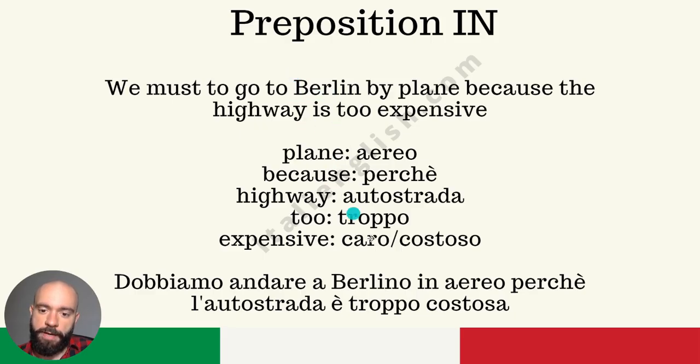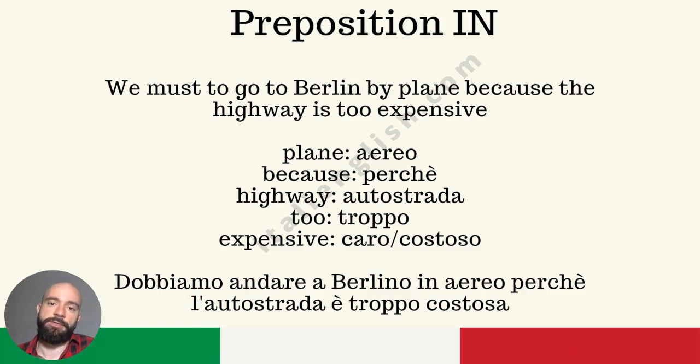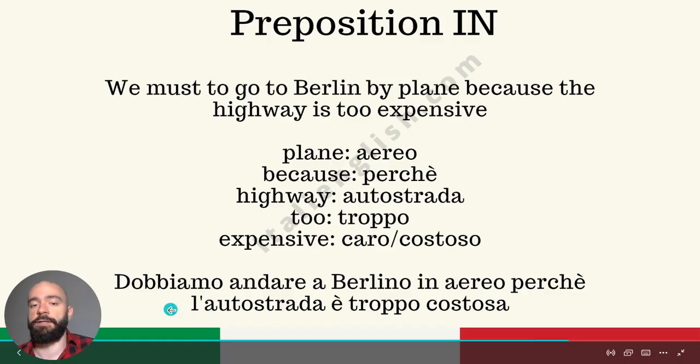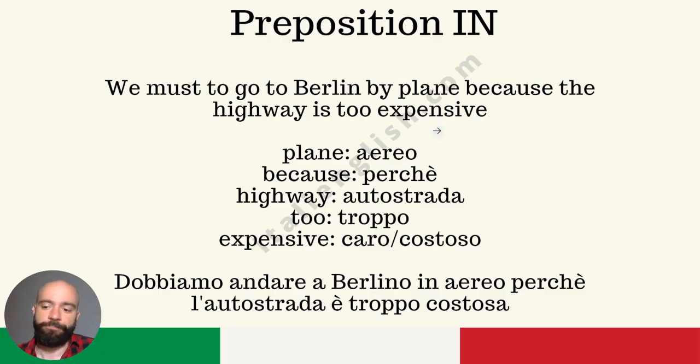To Berlin, a Berlino, by plane, in aereo, because perché, the highway, l'autostrada, è. The article should be la autostrada, but since there is a vowel, we cut it with the apostrophe. If you have written in your notes la autostrada, not a big deal, still correct. È is with the accent, please. Troppo costosa, too expensive. Okay, word by word.